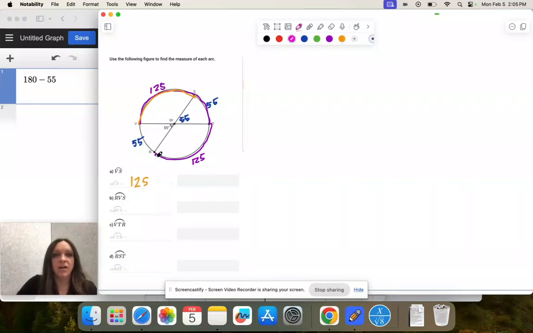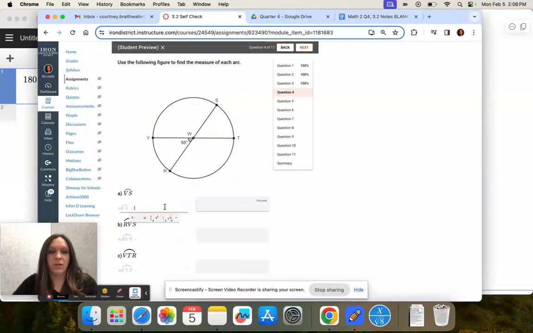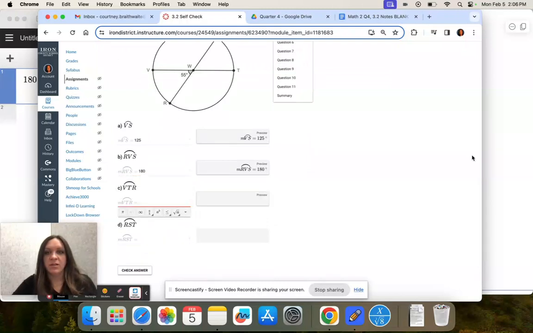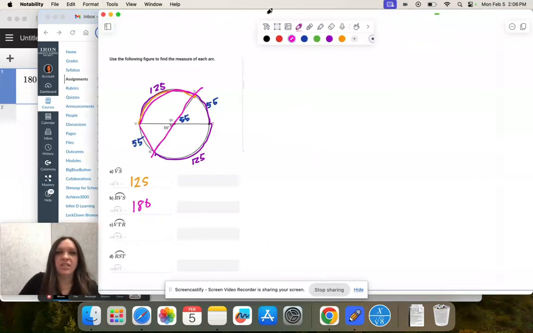All right, arc R to V to S, that's half. So that's 180. 125, 180. Oh, it put the degree in for me, so I don't have to. Okay, two more. VTR.